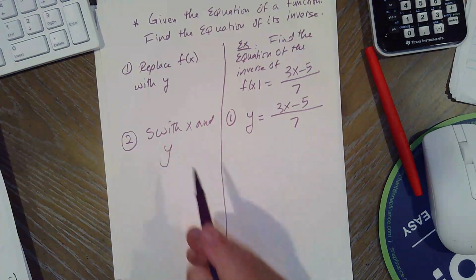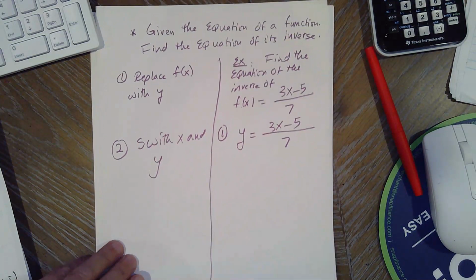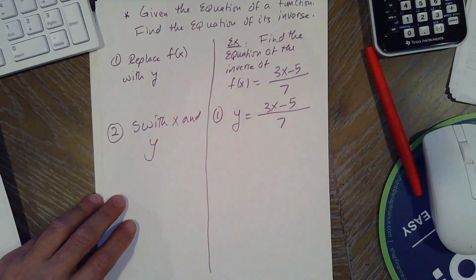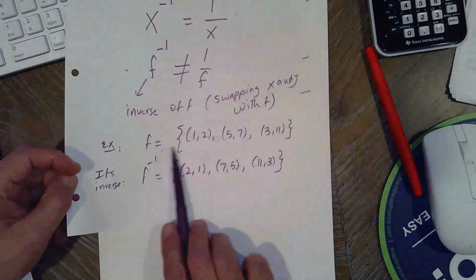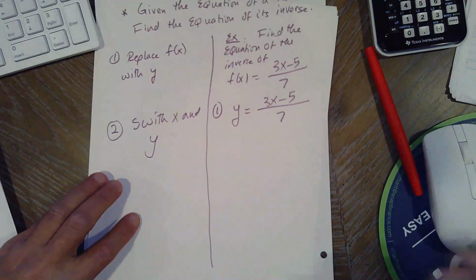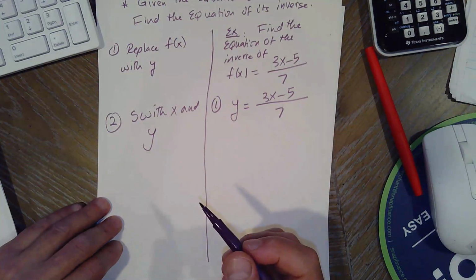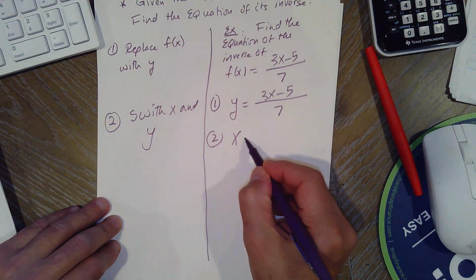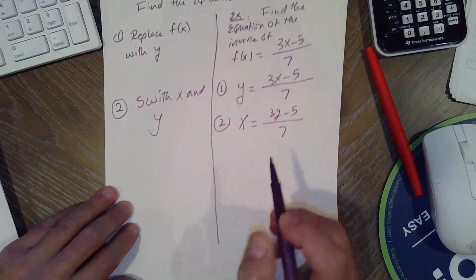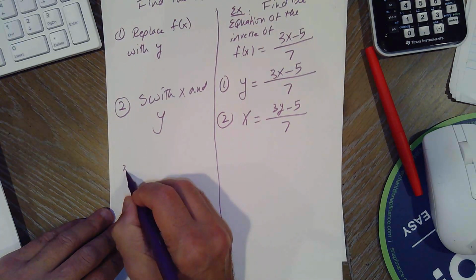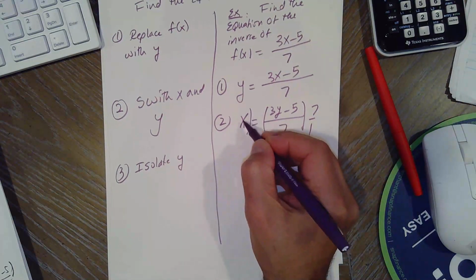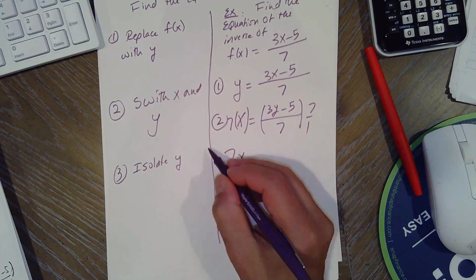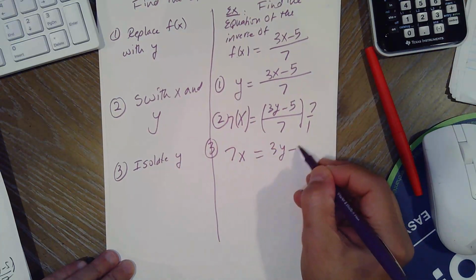Remember what we said about the inverse? All you have to do is switch x and y. So x becomes y and y becomes x. That's step 2: x equals (3y minus 5) over 7. And now we're going to isolate y. To isolate y, you want to get rid of the fraction first. So we get 7x, step 3, equals 3y minus 5.